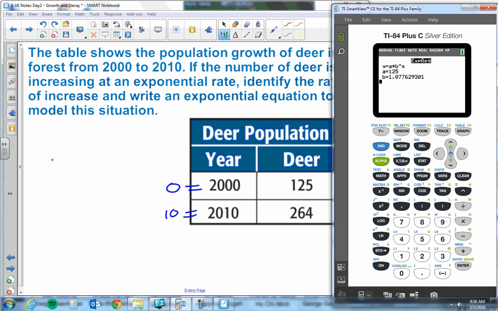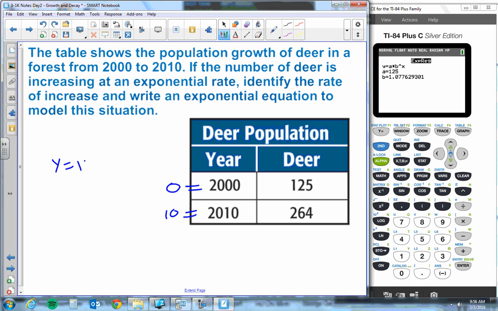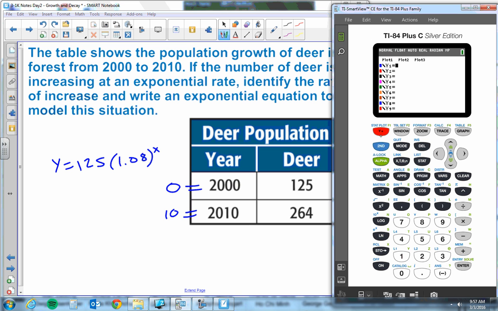All right, so first of all, write that equation down. It's y equals 125 times 1.08 to the power of x. There's our exponential equation that matches this data. I want to get that into y equals. So here, watch. You can get the calculator to paste that in there for you.